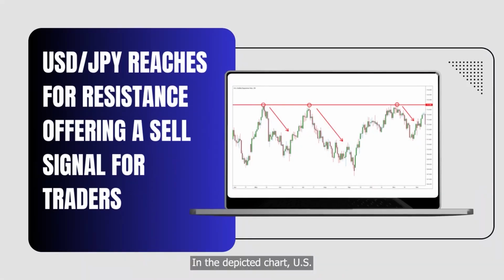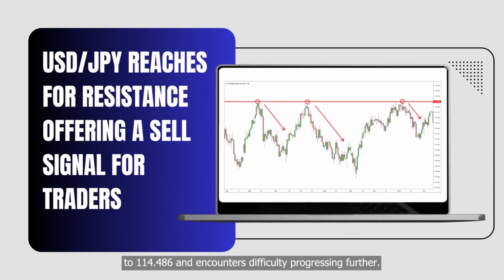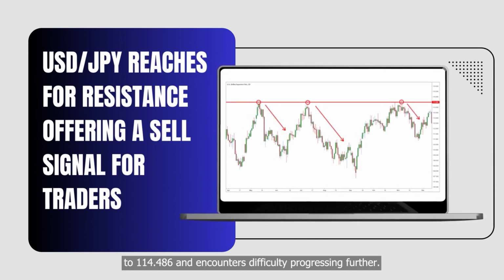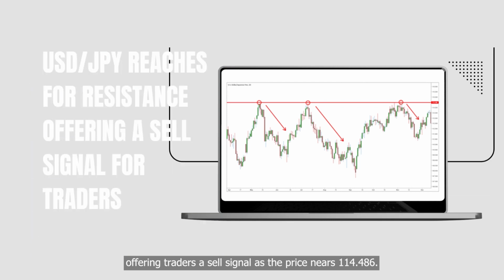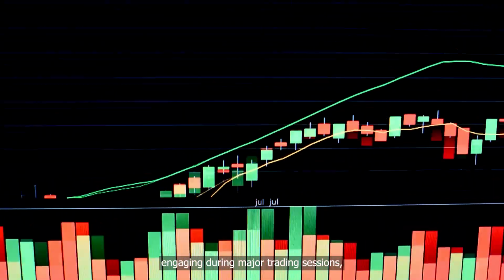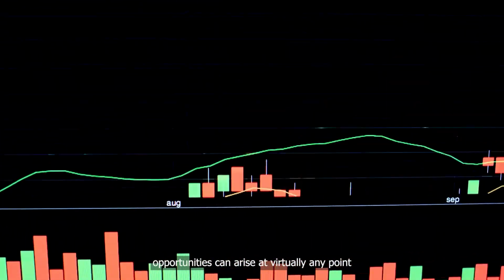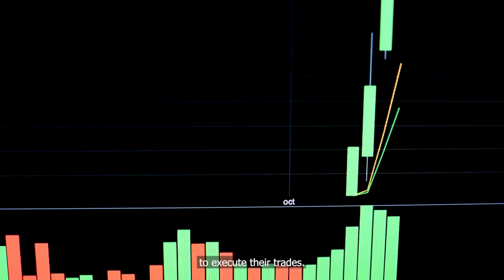In the depicted chart, US dollar to Japanese yen climbs to 114.486 and encounters difficulty progressing further. This threshold transforms into a resistance level, offering traders a sell signal as the price nears 114.486. While some traders prefer exclusively engaging during major trading sessions, opportunities can arise at virtually any point when the Forex market is open, allowing traders to execute their trades.